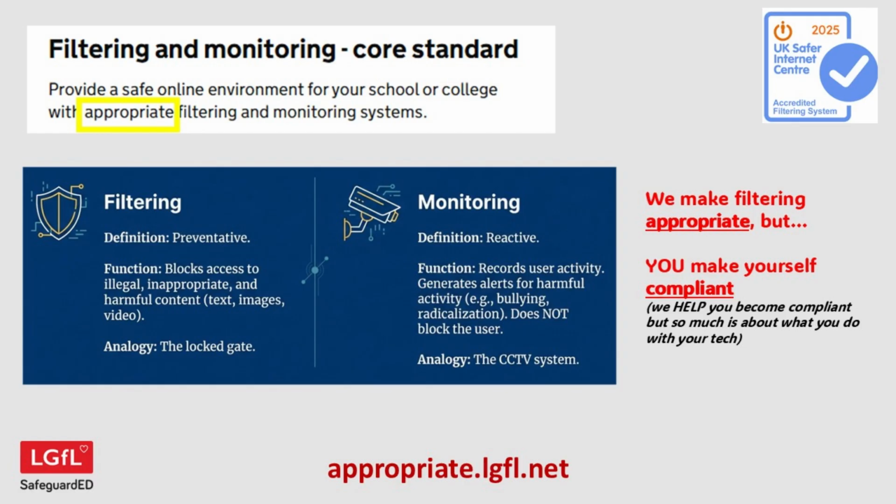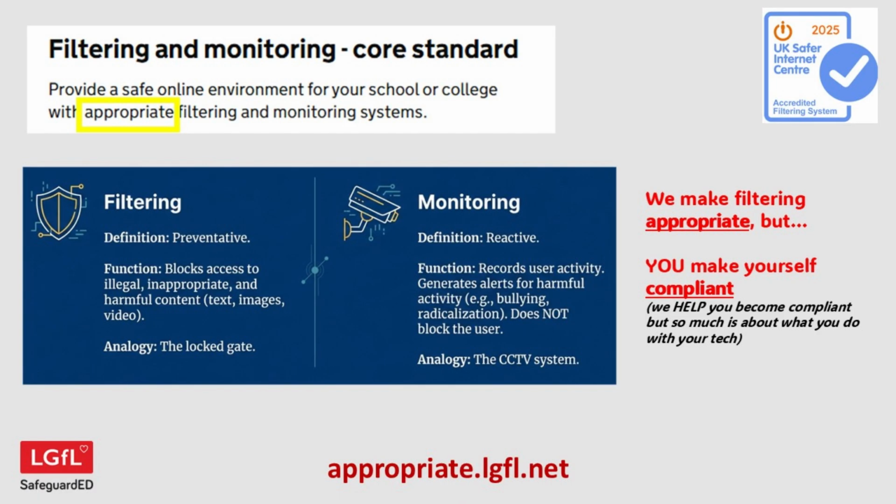Now, filtering is very binary. It's about what do you block, what do you allow on your network or on your device. So it's about preventing users from accessing inappropriate, illegal, harmful content. It is purely about URLs, so web addresses, web pages that your users can or cannot get to.